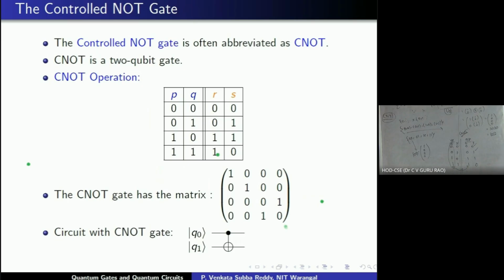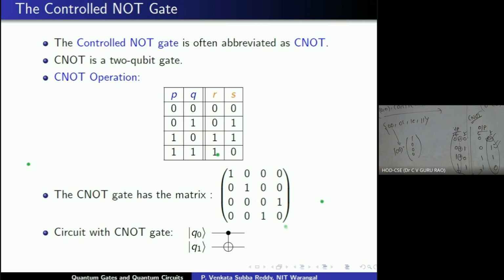This symbol is the XOR symbol, no? So if you want to find this answer, how? One way is 0 XOR 0, what? This 0, is it okay? What is 0 XOR 1? 1. What is 1 XOR 0? 1. What is 1 XOR 1? 0. Same thing, no? So the target is simply the XOR of 2 input bits, no? That's why this is the target.